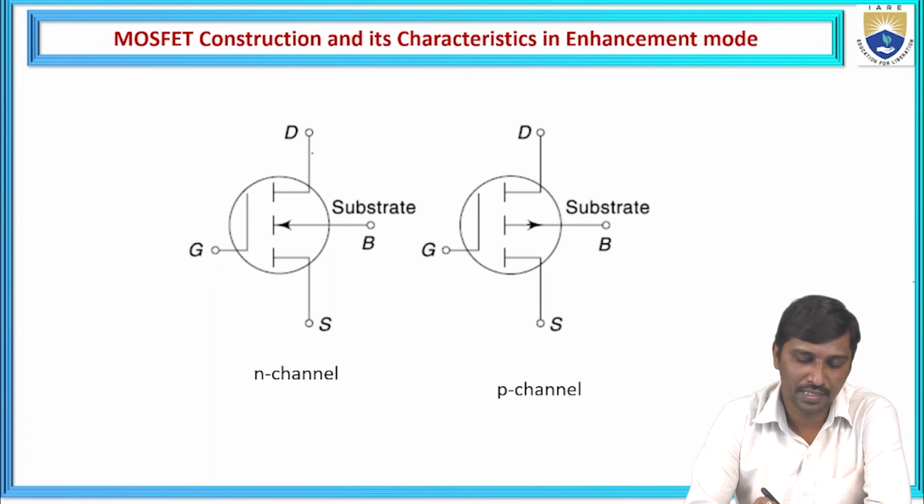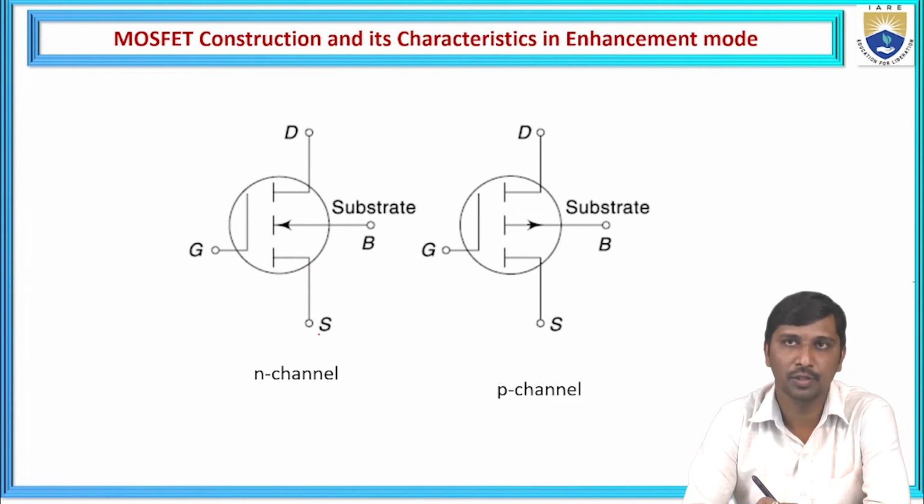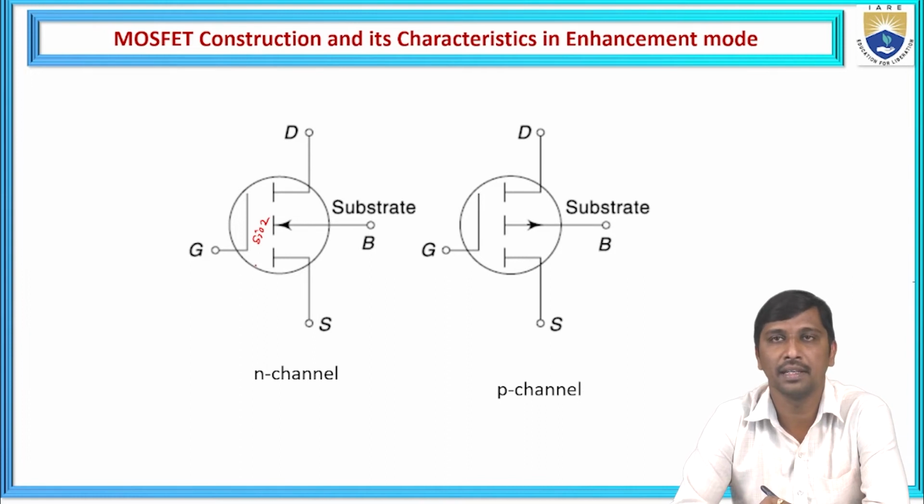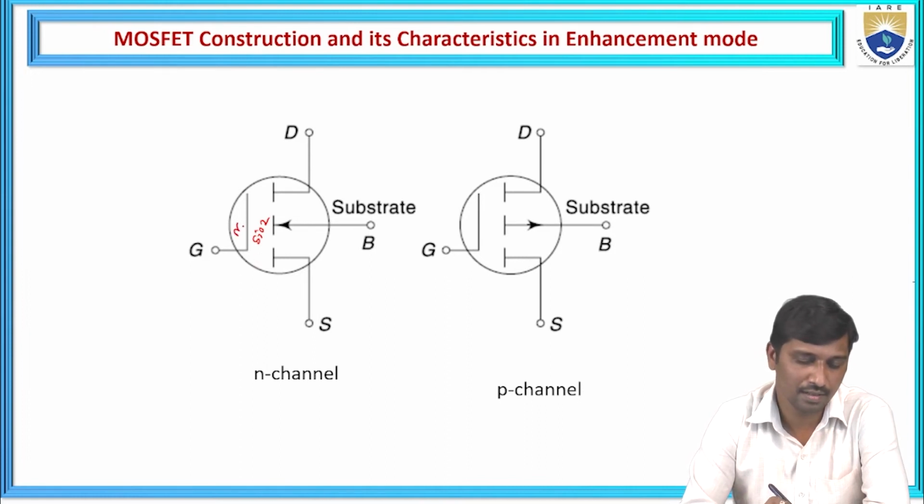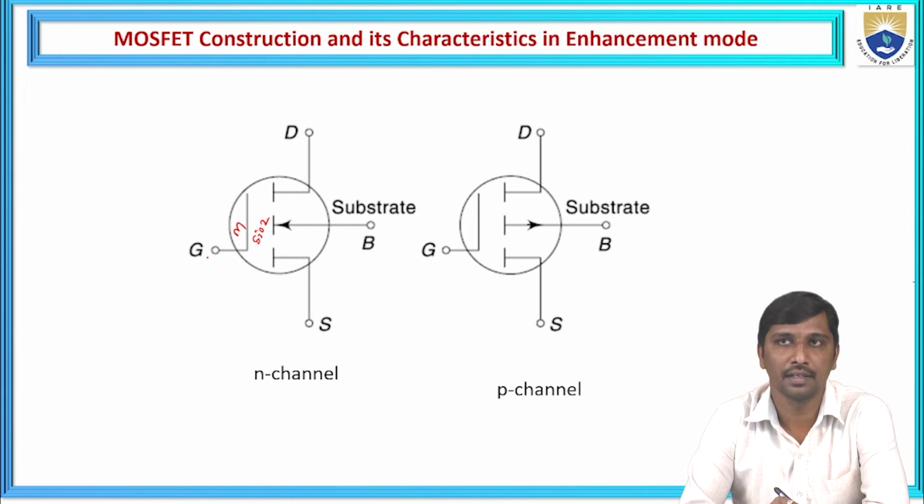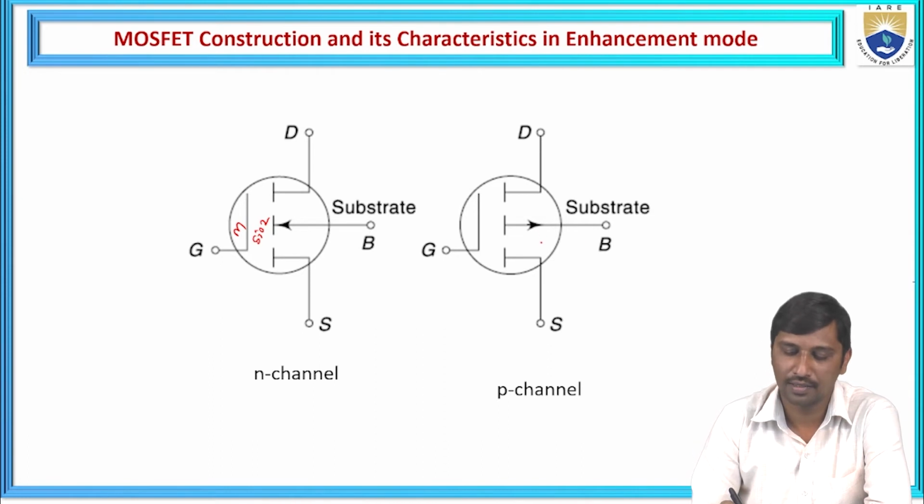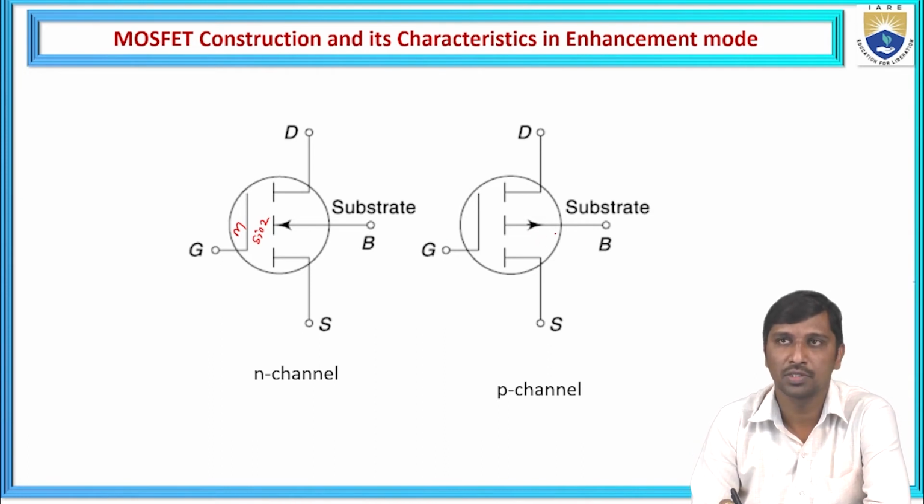One terminal represents the drain, another terminal is connected to the source, and this is silicon dioxide, the insulating media, and this is the metal. The metal is connected to the gate. This is the current flow direction. It shows that this is for the N channel, and this is the P type, with the current flowing towards the outside, and this is called the substrate.